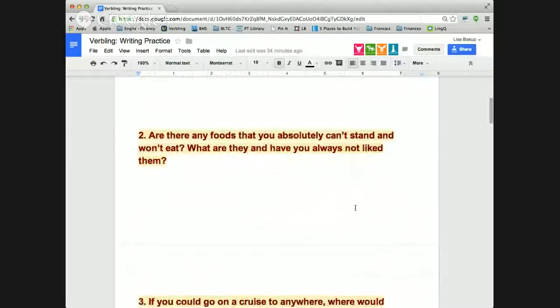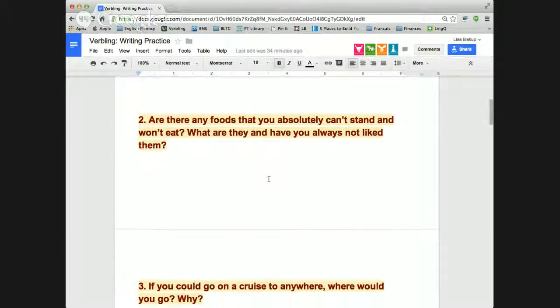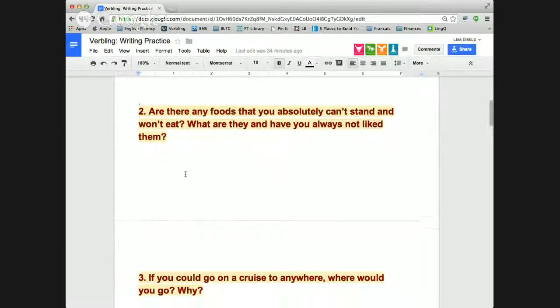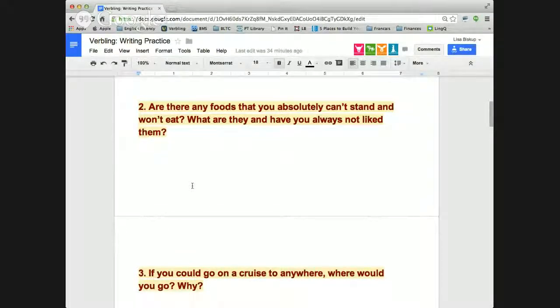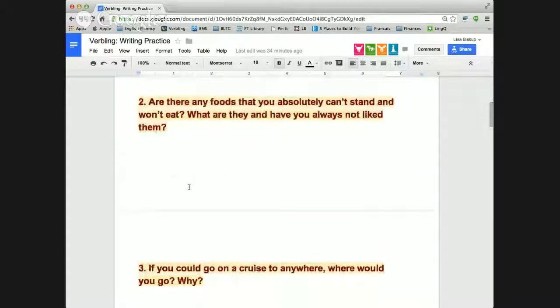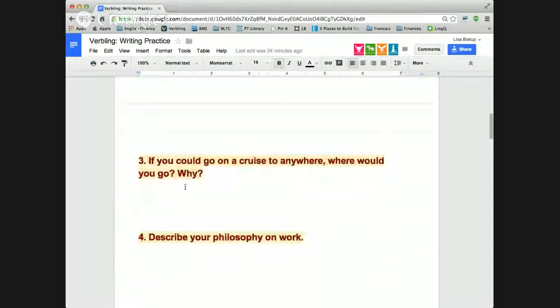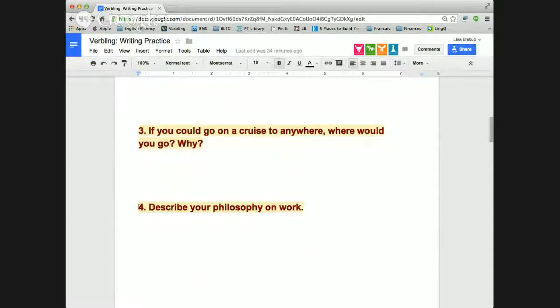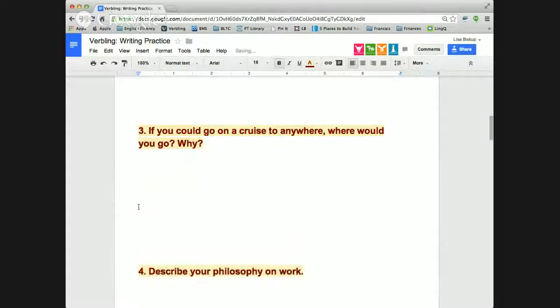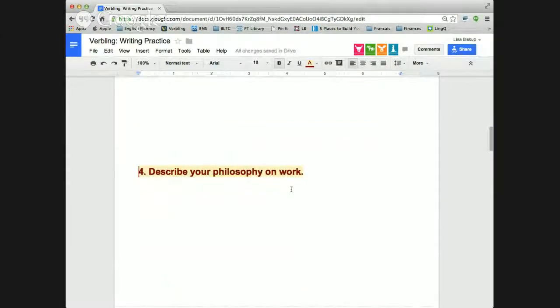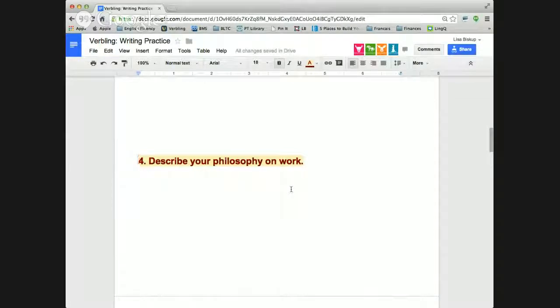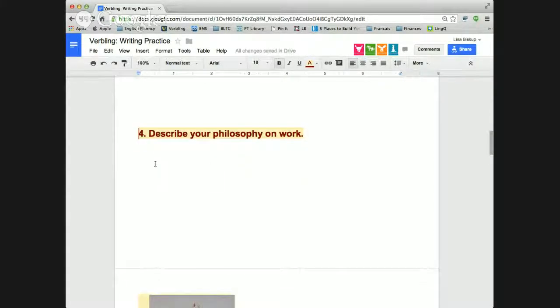Number two is, are there any foods that you absolutely can't stand? That means you hate them, and you won't eat them. What are they, and have you always not liked them? Some people have that with certain things, like fish maybe, or certain vegetables. It's kind of fun to know that kind of stuff about people. Number three is, if you could go on a cruise to anywhere, where would you go and why? Why would you like to go there? Yesterday, some people described their philosophy on money. Now, today, you have a chance to describe your philosophy on work.